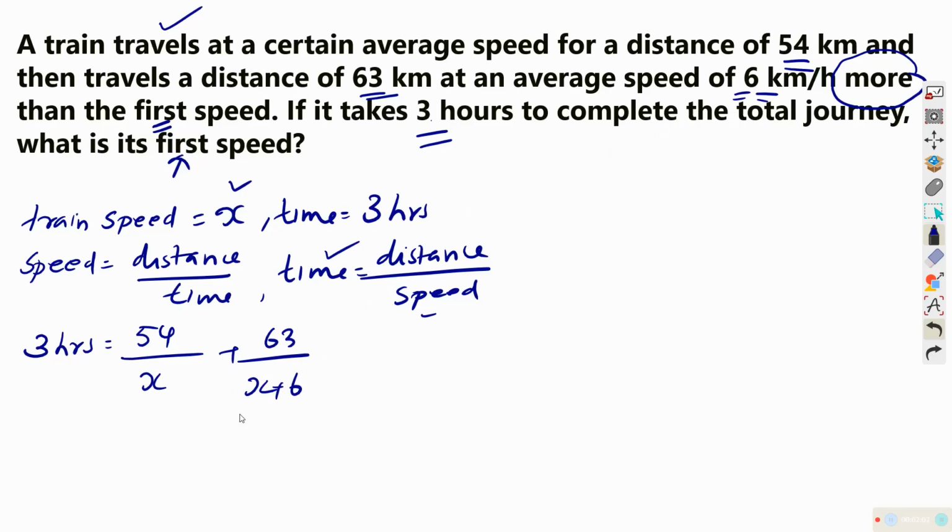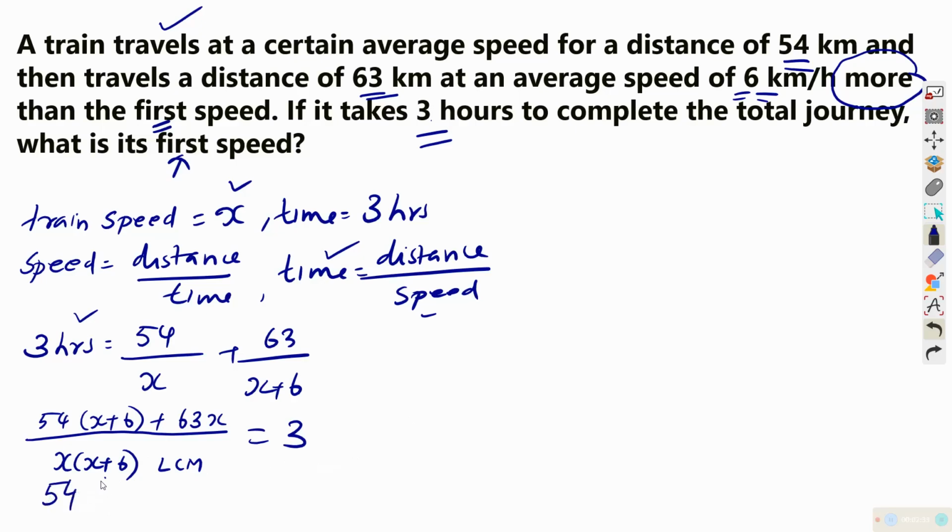From here we will apply our knowledge of linear equation, or we will convert this equation if possible into a quadratic equation to solve it. That is the purpose. We will find out the equation here. 54 over x plus 63 over x plus 6 is equal to 3. The LCM is x into x plus 6. In the numerator we can write 54 into x plus 6 plus 63x, is equal to 3 into x into x plus 6. Now we will rearrange it in such a way that 54 into x plus 6 plus 63x is equal to 3 into x into x plus 6.